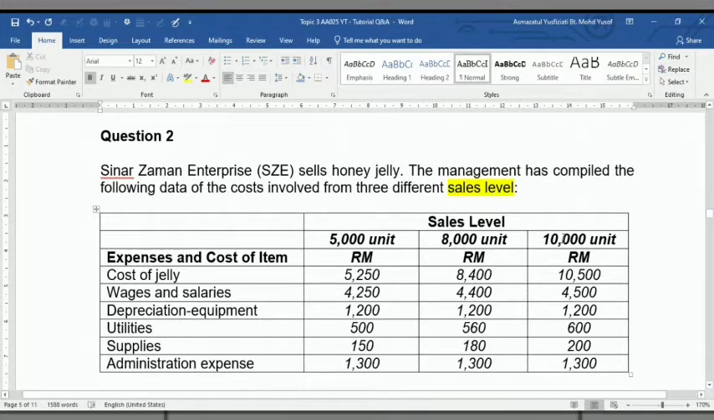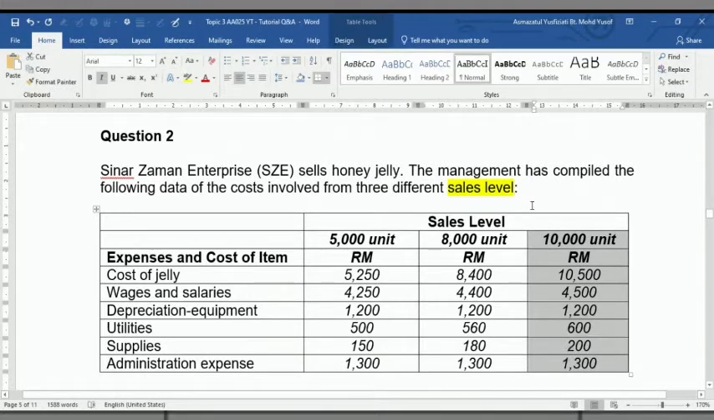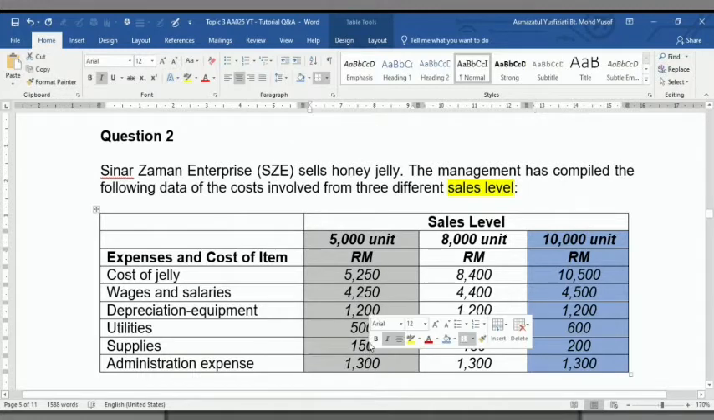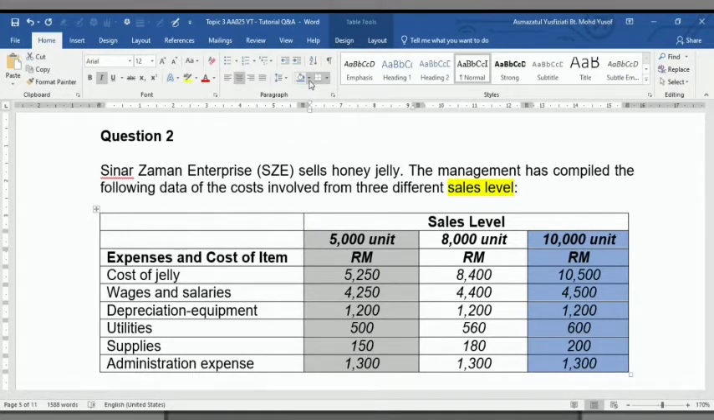So, which one is the highest activity? Okay, the highest activity must be 10,000 units. So, I highlight the 10,000 units. This is the highest activity. And the lowest activity is 5,000 units. So, I choose this one as the lowest activity.